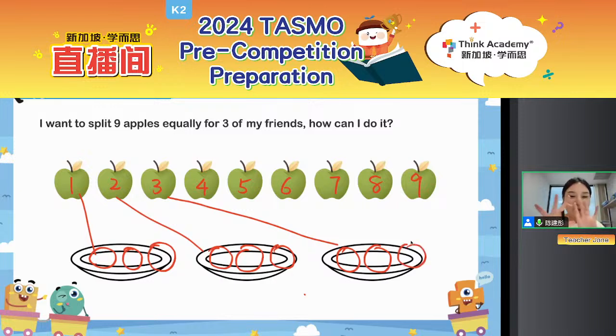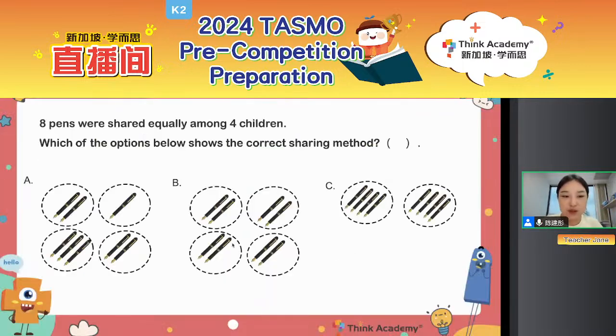So imagine that you are sharing the apples with your daddy and mommy. Each one of you will get how many, right? So we can see that if we want to share 9 apples equally for 3 of my friends, each of them will get 3. Good job, everyone. Get your final answer. Yes, perfect. Then everyone, let's move on.